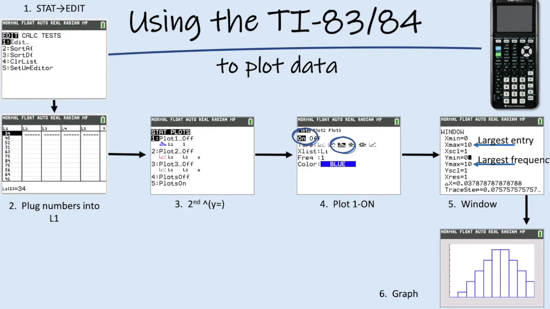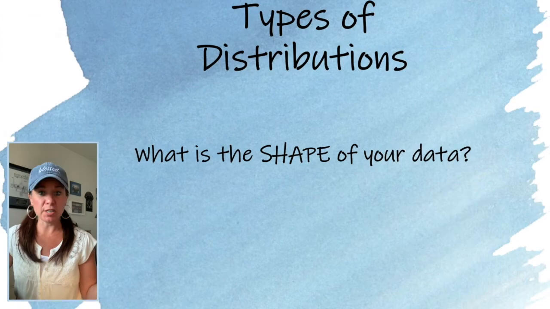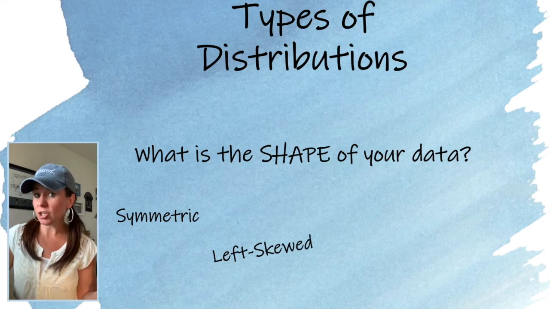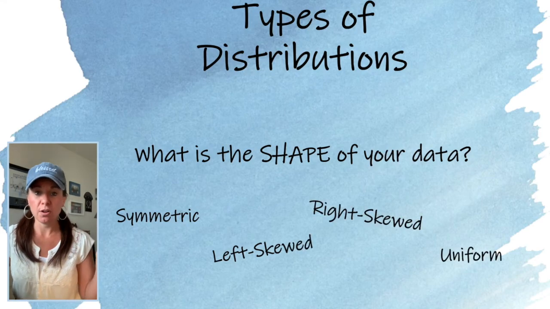Awesome, right? Okay, so those are the different types of distributions. Those are the different shapes that your data can take. It can be symmetric, left skewed, right skewed, or uniform.